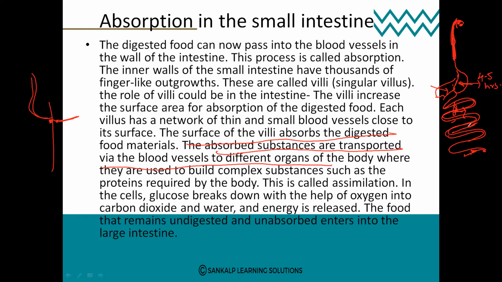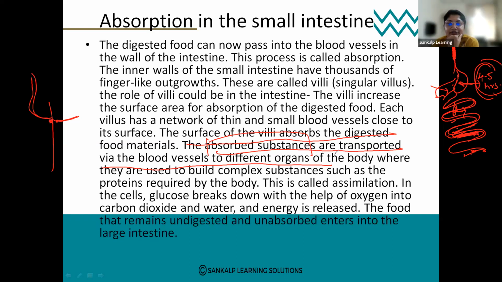Now suppose the absorbed materials taken by the blood vessels were to relax for a while and be stored there. This process has already taken 4 to 5 hours, and by then you will be hungry again, right? So it is a continuous process, and the absorbed substances cannot be stored for long. They should be supplied to the different organs via the blood vessels. So this is a continuous process.